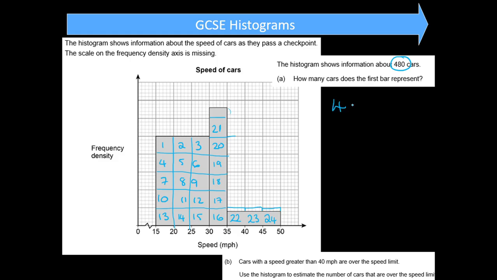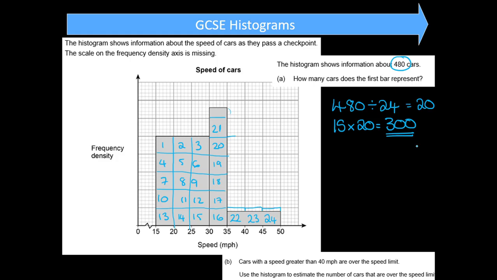Take 480 and divide it by the 24 squares I have. That tells me that each square contains 20 cars. Each of my bigger squares contain 20 cars. So I can see on this first section that I actually had 15 squares. So 15 times 20 is 300.